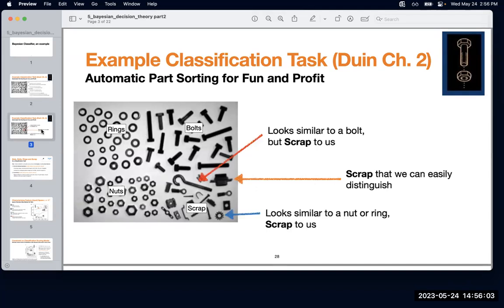So these are some interesting examples where, for instance, you might have one example here that looks like a boat, but is actually a scrap. You have an example that is fairly easy to distinguish. So this is a very easy example of a scrap. And then you also have an example that is actually a scrap, but it looks very similar to a nut or maybe a ring. It's actually the other way around, right? So it's scrap, but there are some features that make that specific part similar to either nuts or rings.